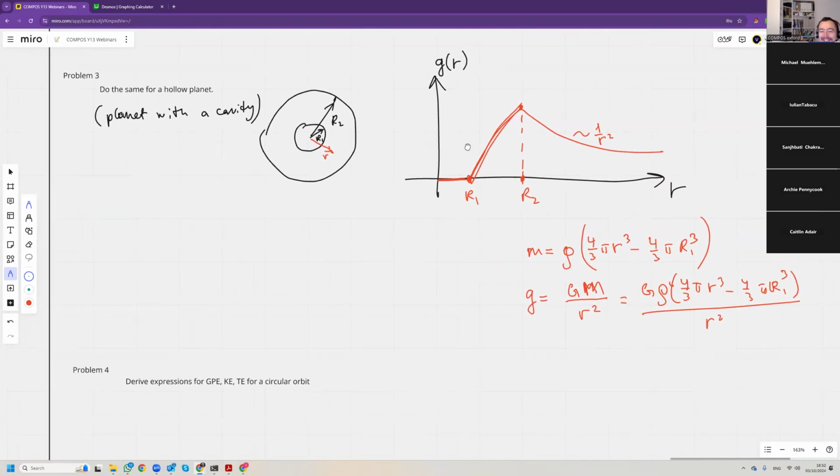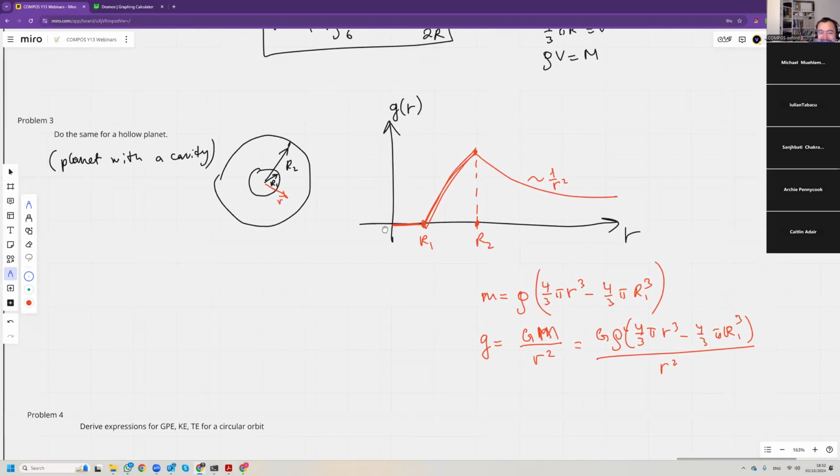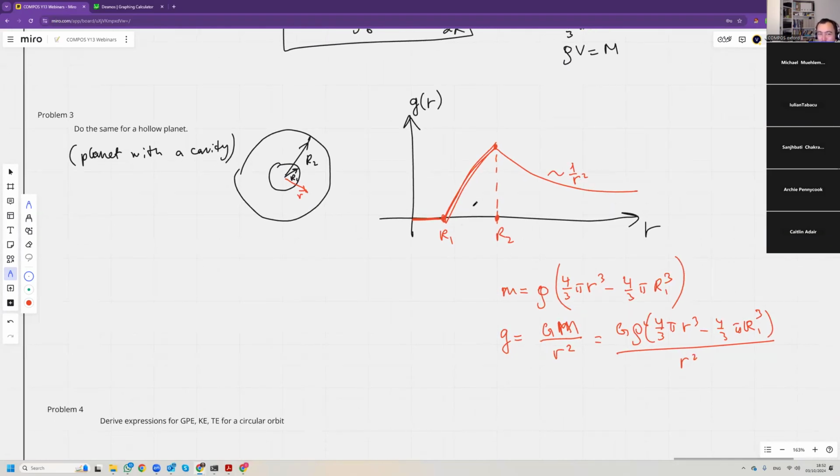Okay, so I'll leave this one as it is now. Just an interesting thought that this actually changes the shape of this section, which is interesting.